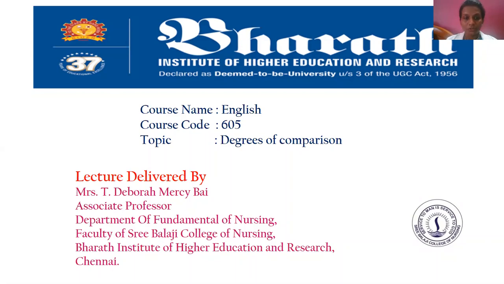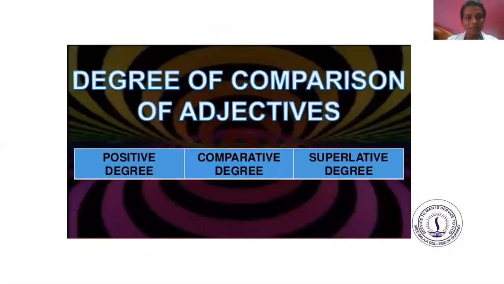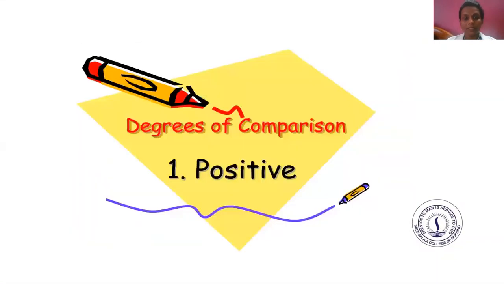Today I'm going to teach you degrees of comparison in English. There are 3 degrees of comparison: positive degree, comparative degree, and superlative degree. First we'll see positive degree.